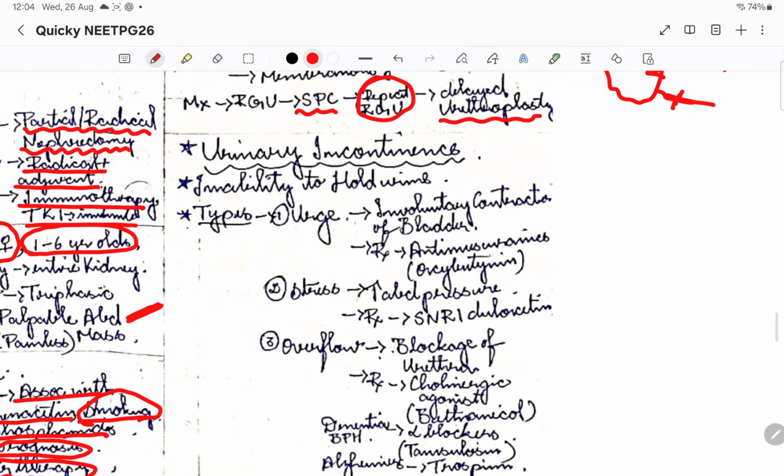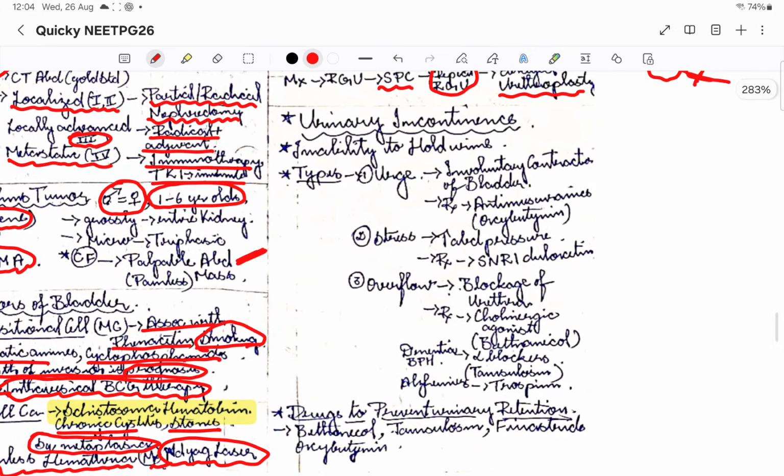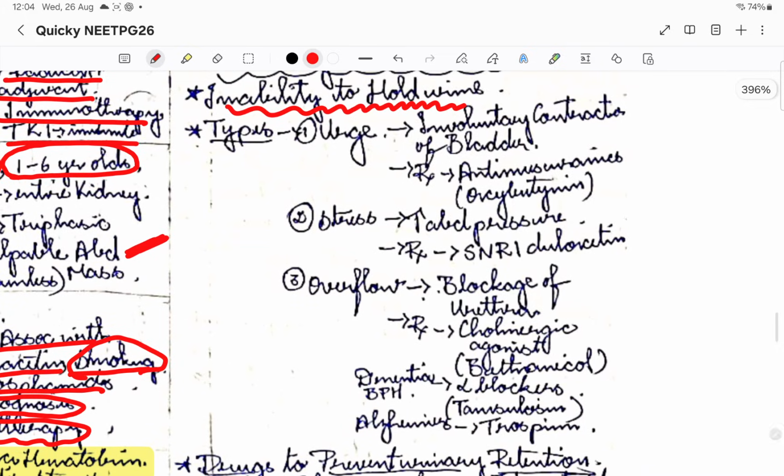Okay, then coming to urinary incontinence, the next topic, with respect to whether the bladder is able to hold the urine, or whether the bladder is letting down the urine, both of which are a big problem. So that is why we'll see urinary incontinence. Urinary incontinence is basically the inability to hold the urine in the bladder. Why does it happen? So let us see.